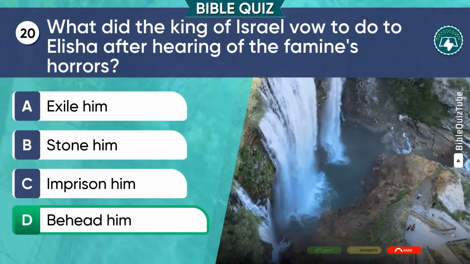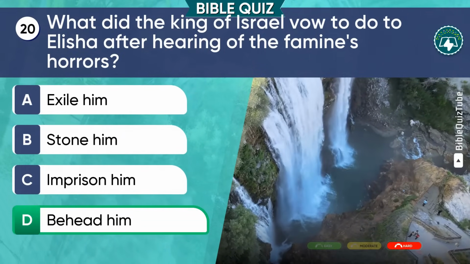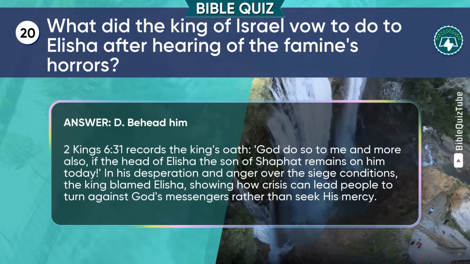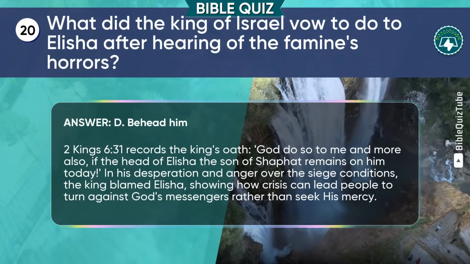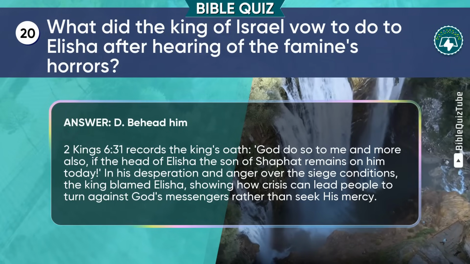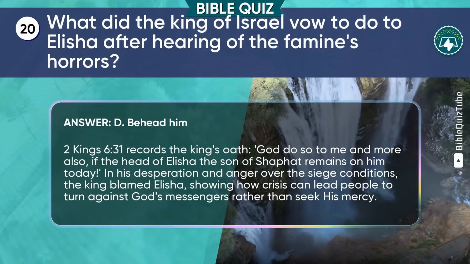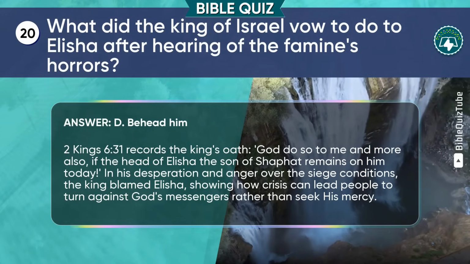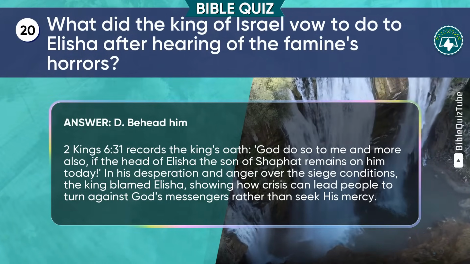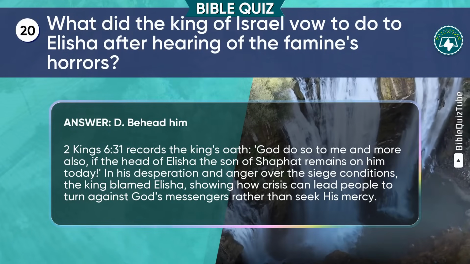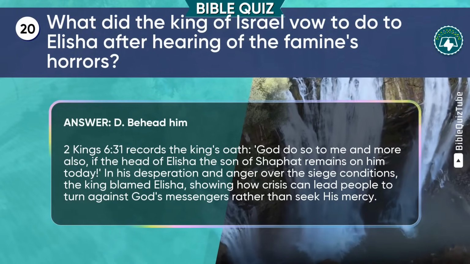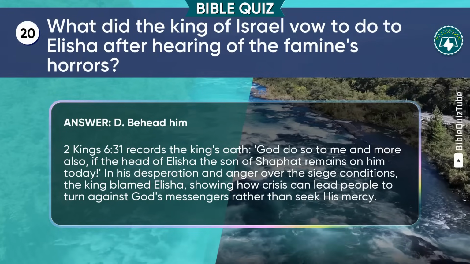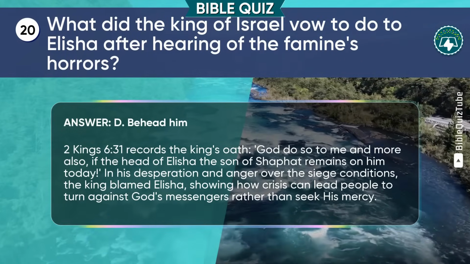Option D. Behead him is correct. The explanation. 2 Kings chapter 6 verse 31 records the king's oath, "God do so to me and more also, if the head of Elisha the son of Shaphat remains on him today." In his desperation and anger over the siege conditions, the king blamed Elisha, showing how crisis can lead people to turn against God's messengers rather than seek his mercy.